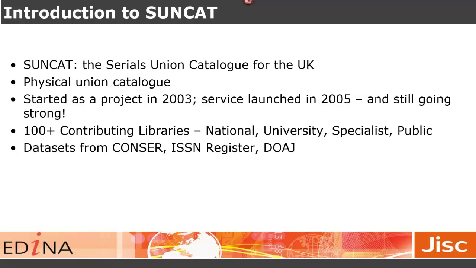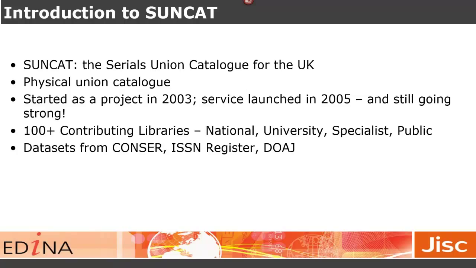We've been kicking around for quite a while. We have the data of over 100 contributing libraries, as well as the data from CONSER, which is the cooperative online serials programme offered by the Library of Congress, and is also an authoritative source for bibliographic records, documentation and training materials for serials cataloguing. We also have the ISSN register, which is a database of bibliographic records of all the ISSNs offered by the ISSN Centre in Paris, and the Directory of Open Access Journals.